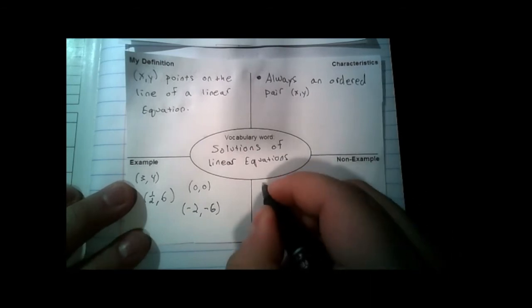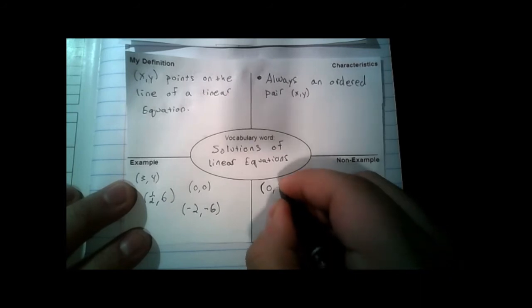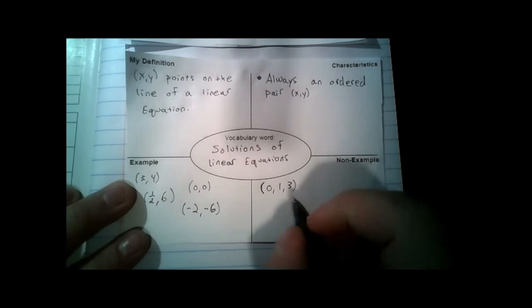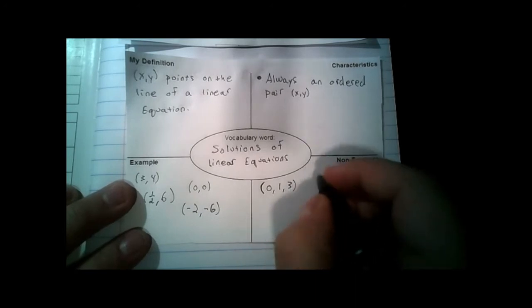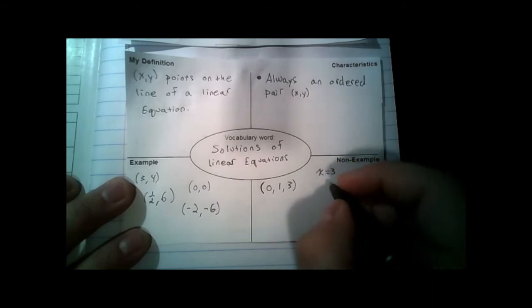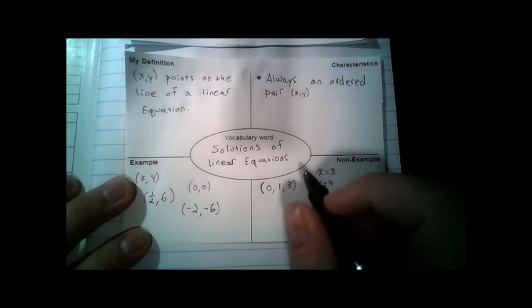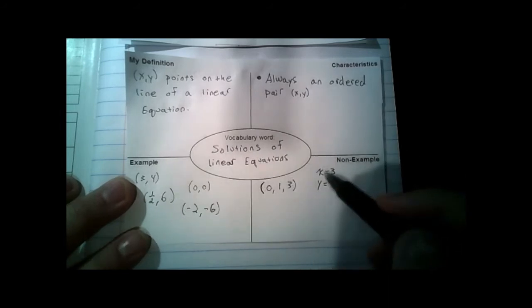Non-examples would be, for 8th grade math, if you had three coordinates, because that's x, y, and z, and we only have two-variable equations. Another non-example is if you were to give your solution as x equals 3 and y equals 4 instead of putting it as a coordinate pair. So we don't want to do that.